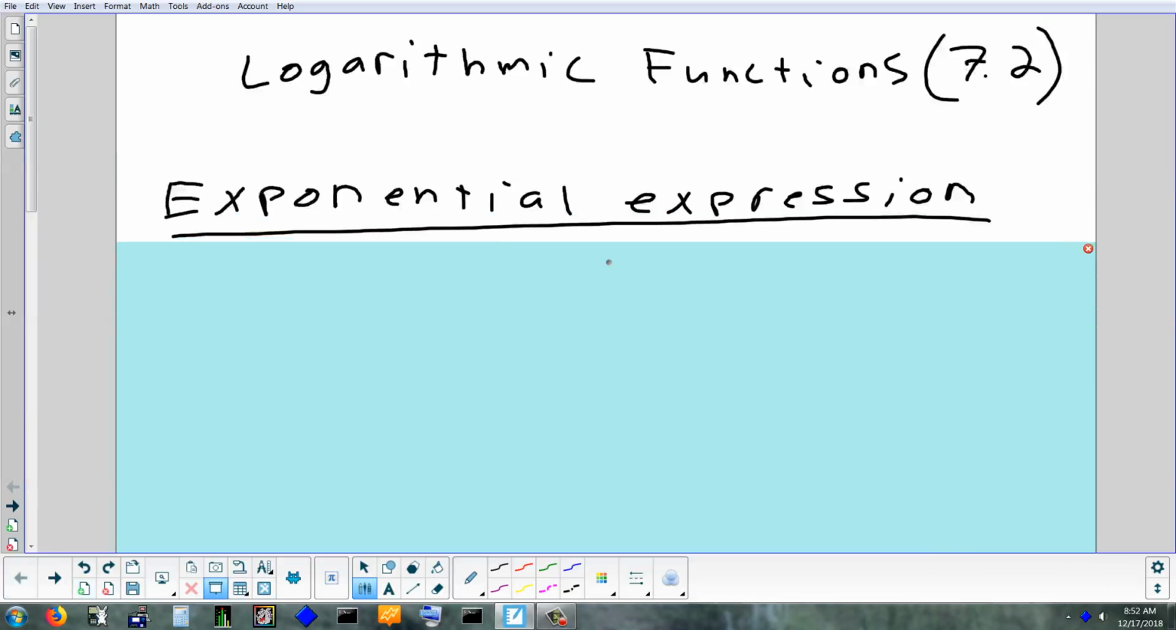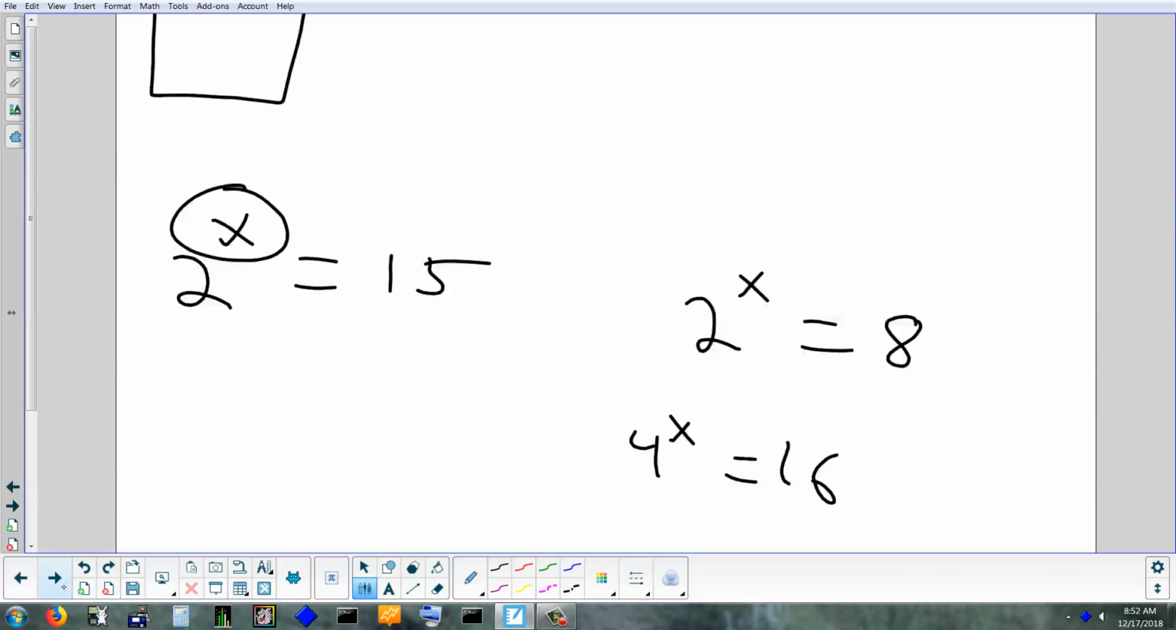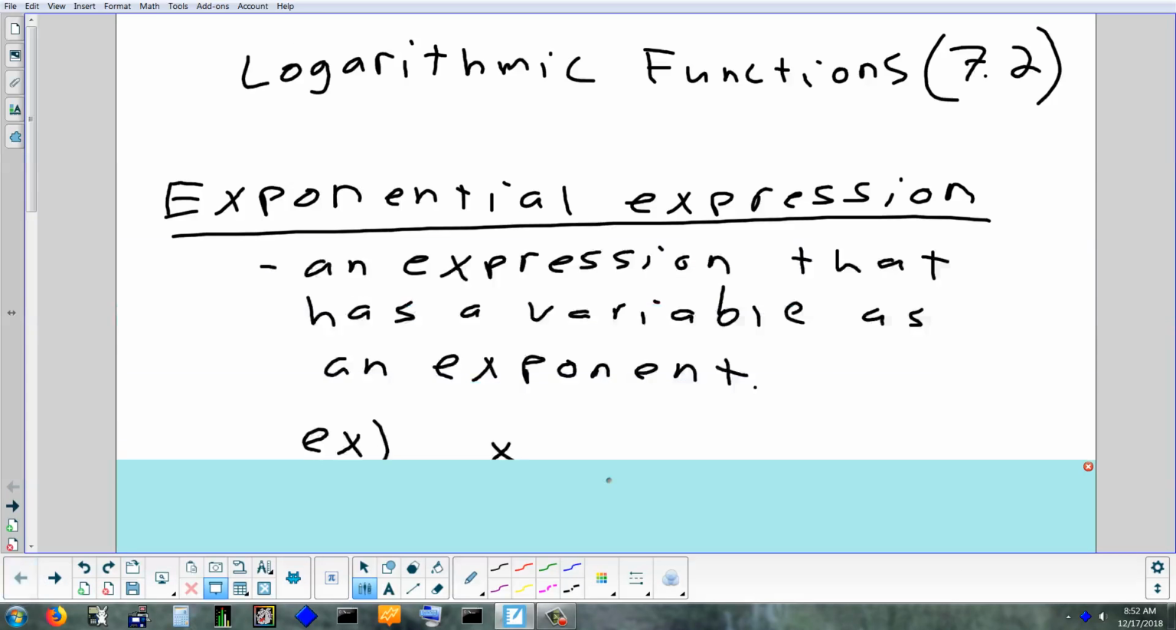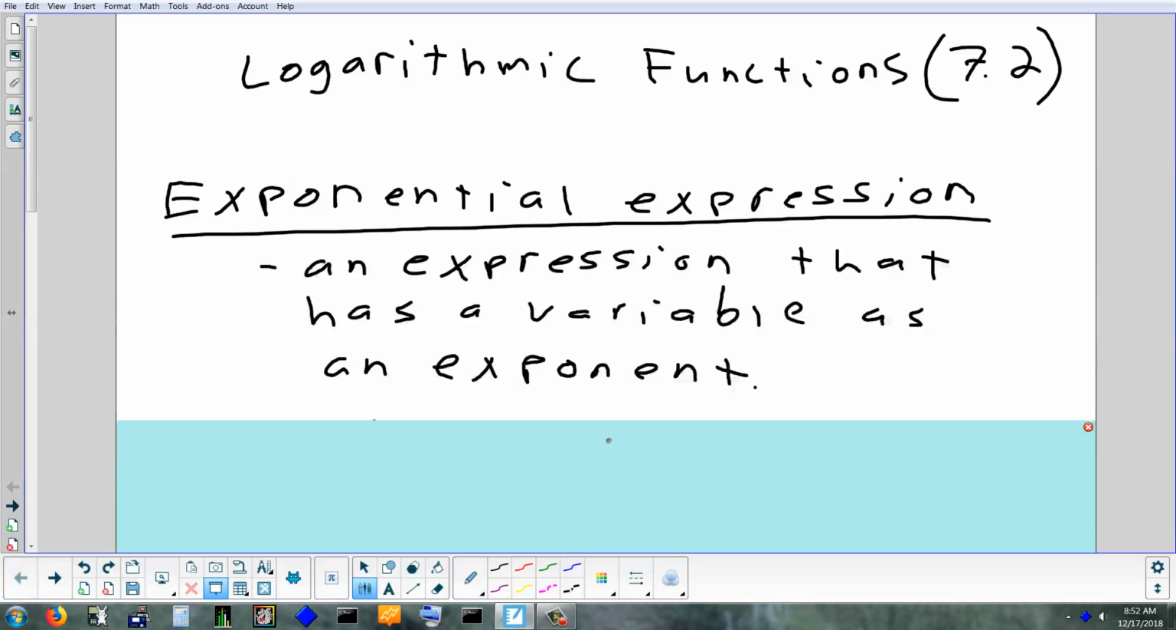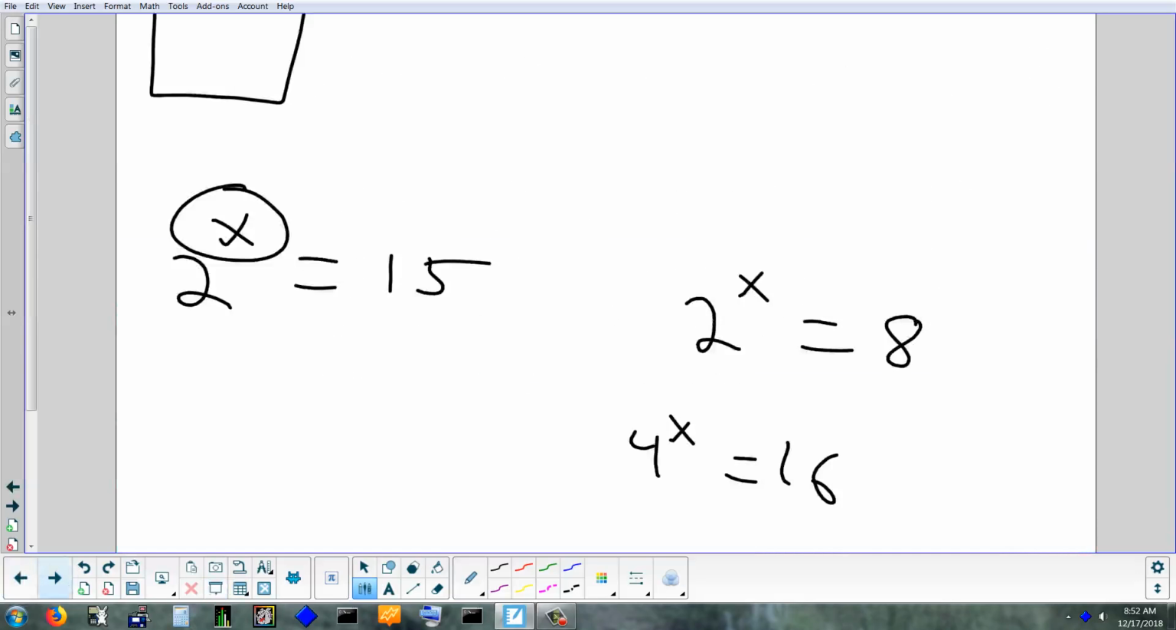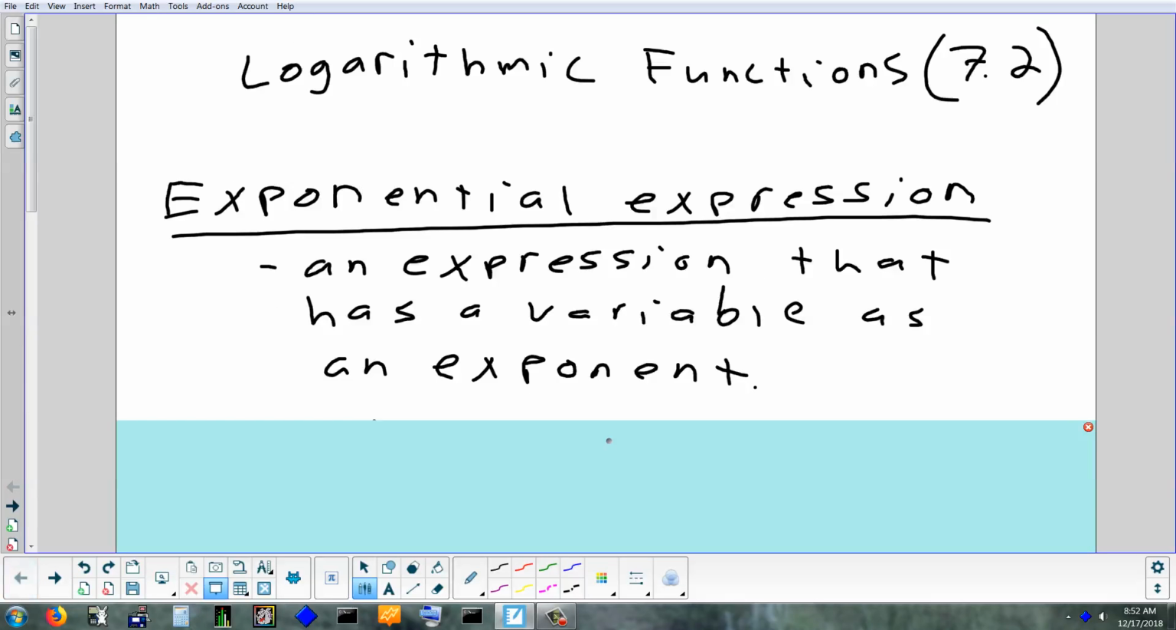All those expressions I just showed you, something to a power where the power is a variable, are called exponential expressions. Actually, these even went one step further. These are exponential equations because they have equal signs. If you take something and get rid of the equal sign and just write 2 to the x, that's an exponential expression. An exponential expression is anything that has a variable as an exponent.